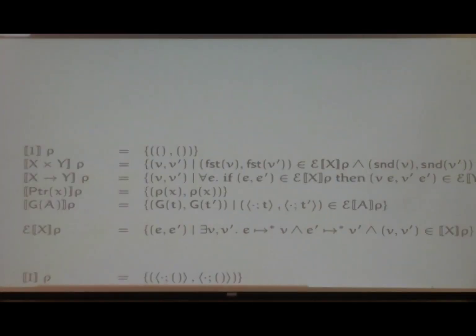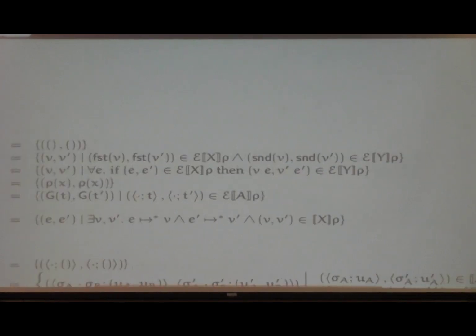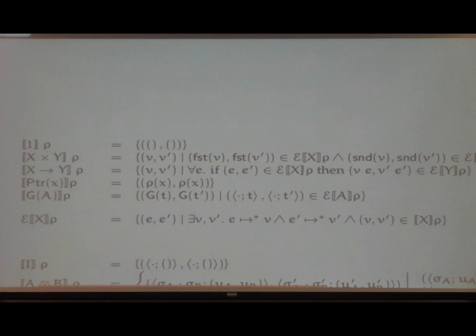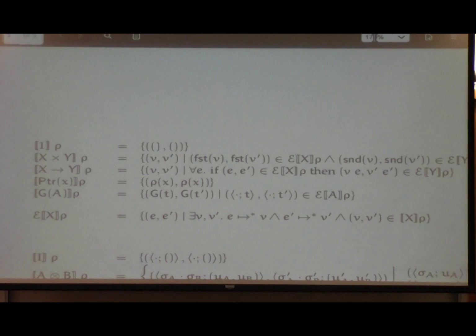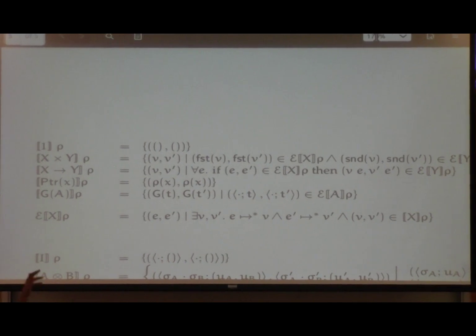I don't have time to go into it in detail. It is going to look an awful lot like what Amal was talking about. So we're going to have one relation for all of the intuitionistic types, and it's going to be that, for instance, for pairs, two values are in the pair relation if their first components are related at X, and their second projections are related at Y. And functions are in our logical relation if for every pair of related arguments, you get related results.